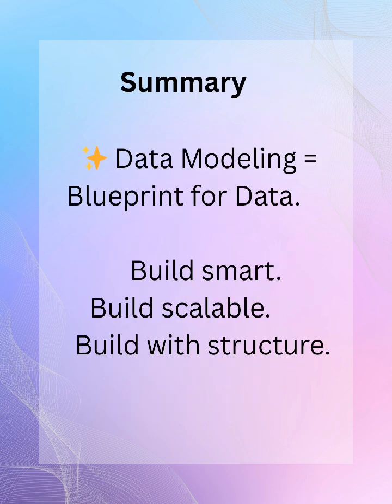Let's quickly wrap it up. Data modeling is basically like creating a blueprint for your data, just like how an architect creates a plan before building a house. Without a proper data model, things can get messy, confusing, and hard to manage later. By using a data model, we make sure that our system is smart, scalable, and well structured. Smart because we understand the business needs, scalable because we design it in a way that can grow with more data and users, and structured because everything has a place and a clear relationship.